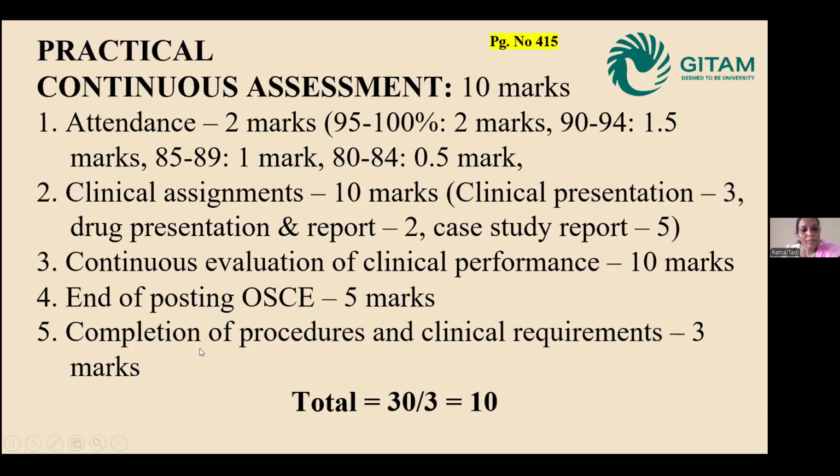Then completion of procedures and clinical requirements, again having 3 marks. If they completed their file and their procedures, 3 marks have to be given. You can have your own criteria and your own checklist, and the average has to be taken out of 3. When we total all these things, it comes out of 30. Then 30 divided by 3 comes out of 10.